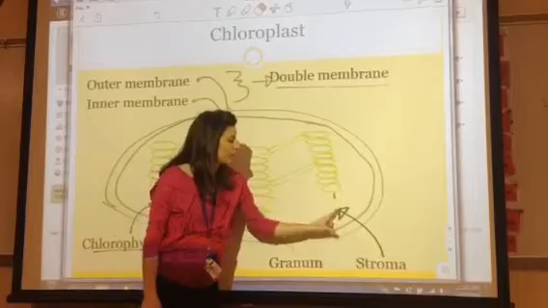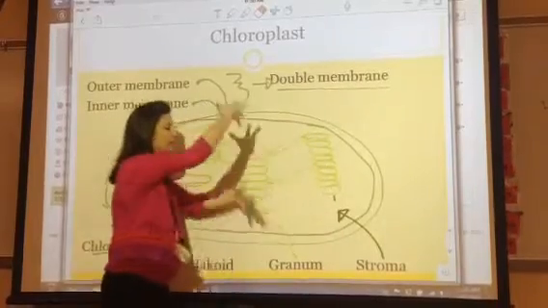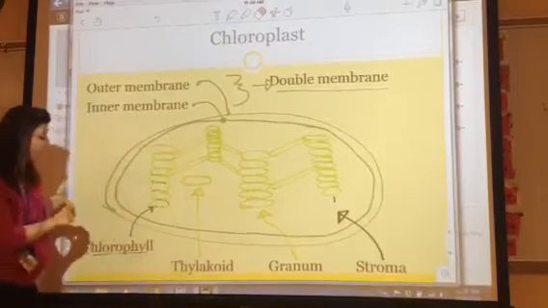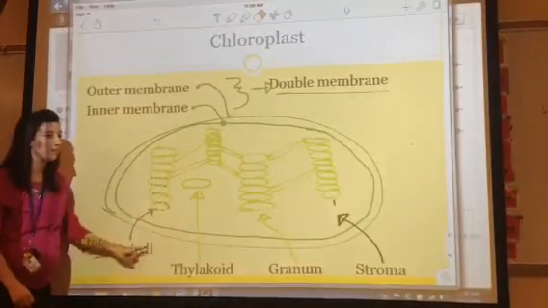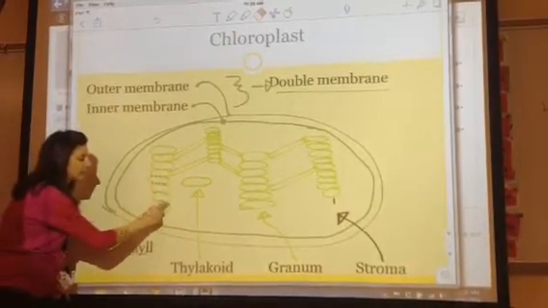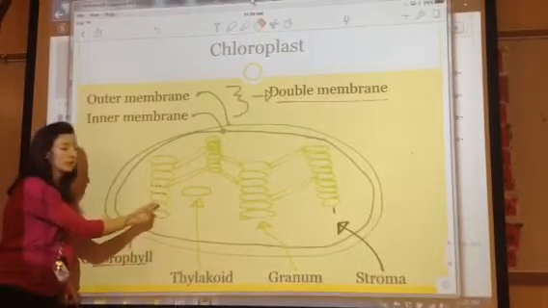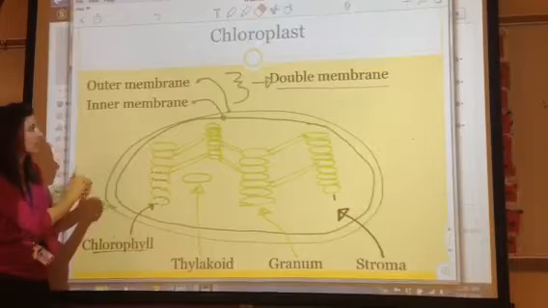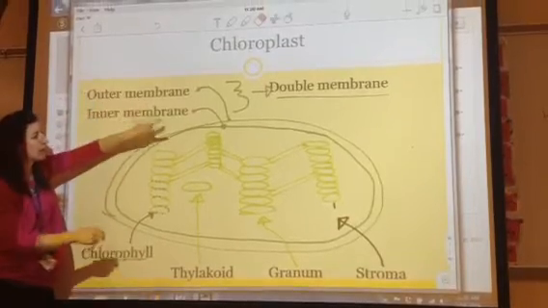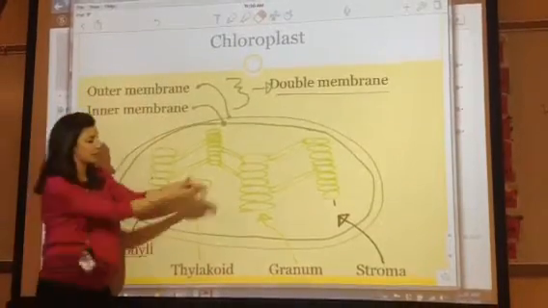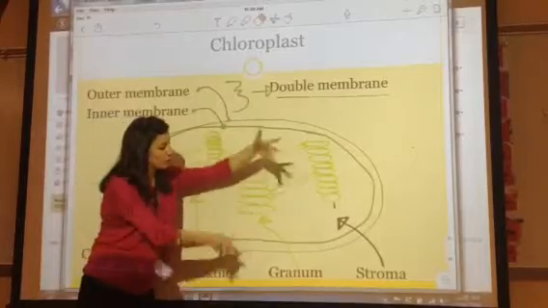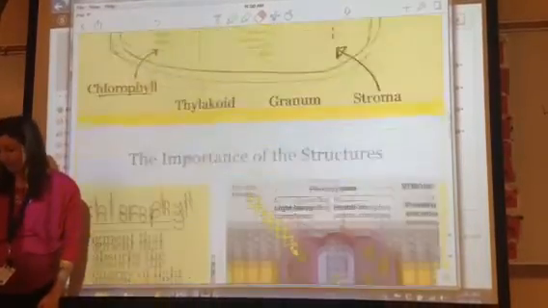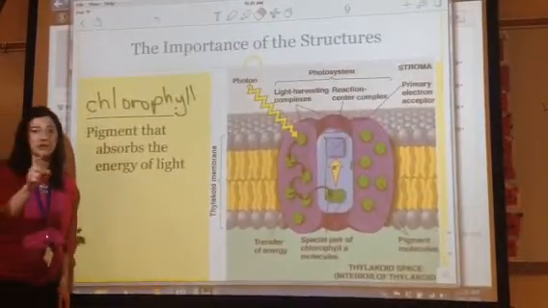The stroma is just the fluidy stuff inside the chloroplast. The chlorophyll are the little green dots on the thylakoid, and we're going to learn about those in a second. So this is the chloroplast: double membrane, thylakoid, granum, stroma, chlorophyll. If you need to pause it, you can.